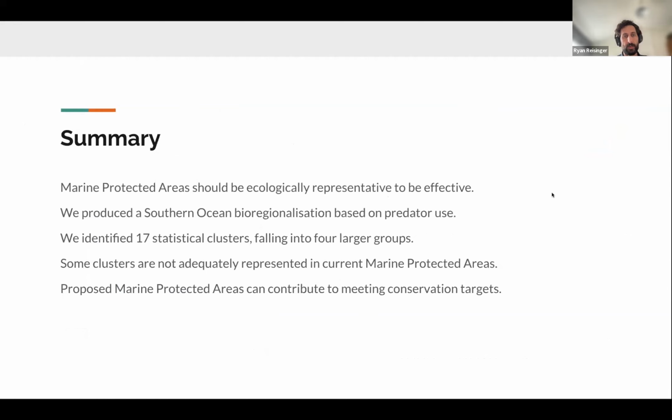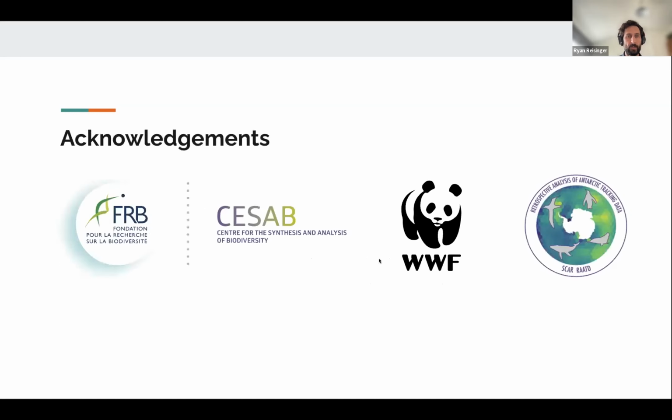So in summary, marine protected areas should be ecologically representative to be effective. We produced a Southern Ocean bioregionalization based on predator habitat use. We identified 17 clusters falling into 4 larger groups. Some of these clusters are not adequately represented in marine protected areas. However, proposed marine protected areas can contribute to meeting conservation targets. I'd like to thank CESAB, FRB, and WWF for funding, and all the RAATD data contributors for kindly contributing their data for this work. Thank you.